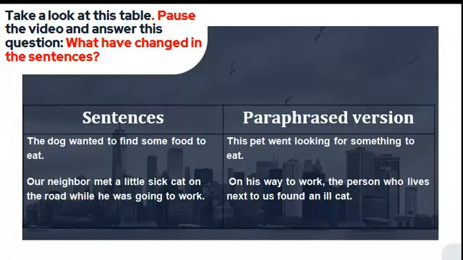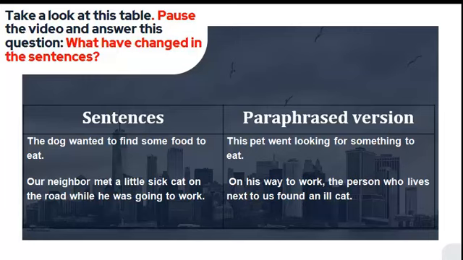Now, take a look at this table. Try to pause the video and answer this question. What has changed in the sentences? Now, let's take a look at the sentences. We have two sentences. The first one, the dog wanted to find some food to eat. The second one, our neighbor met a little sick cat on the road while he was going to work. Now, let's look at the paraphrased versions. The first sentence, this pet went looking for something to eat. The second paraphrased version, on his way to work, the person who lives next to us found an ill cat.